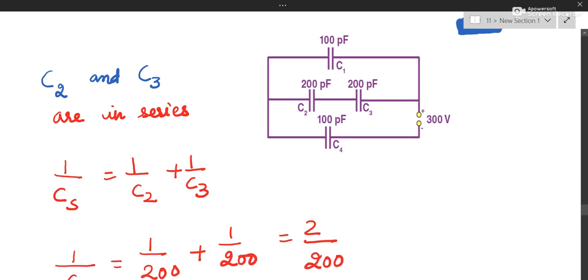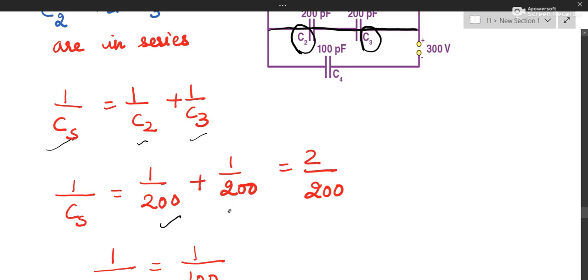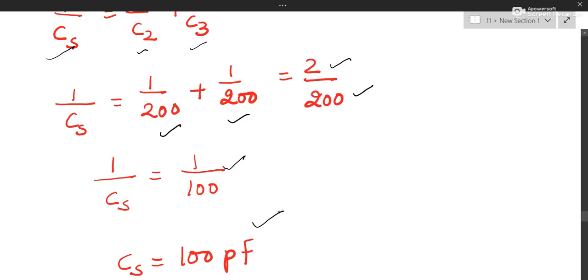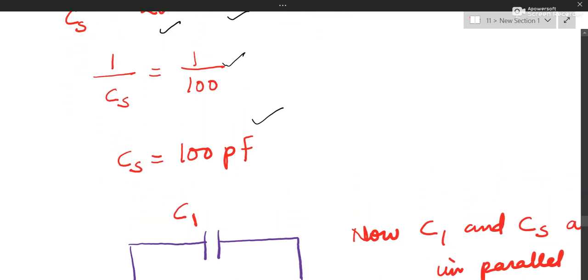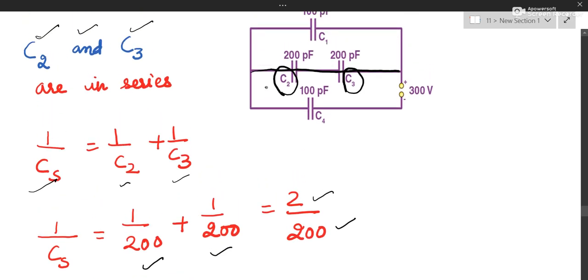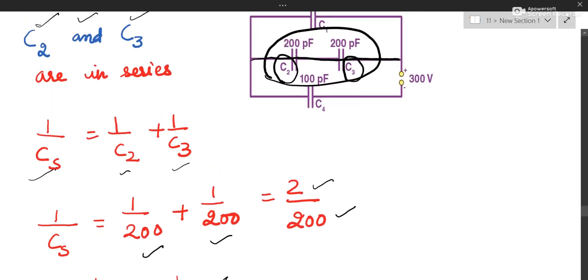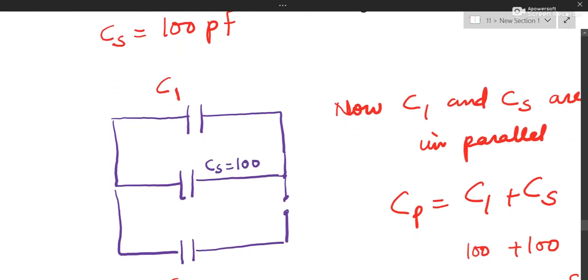Okay. So first of all, see the number. C2 and C3 are in series, right? They are in series by single wire. Okay. So they are in series. So find out the answer. 1 by C series is equal to 1 by C2 plus 1 by C3. Substitute the values. 200 picofarad each. So it is 2 by 200. We will reciprocate, 1 by 100, and then it is this. So this is the answer of C2 and C3, which I have got as 100. So in place of both those, you can draw it. The equivalent capacitance of these both is 100.